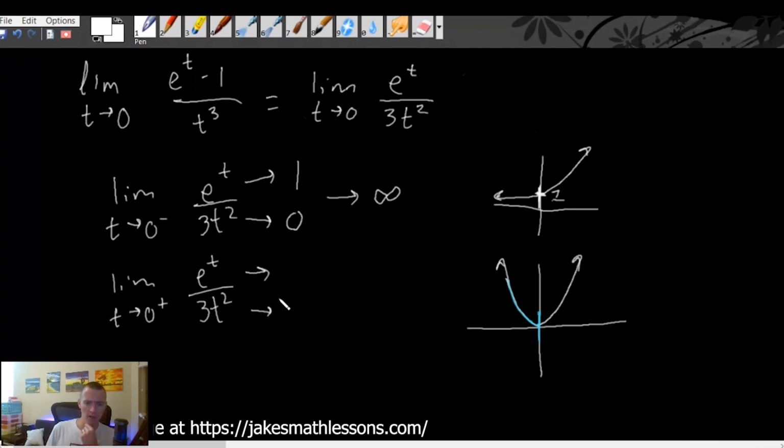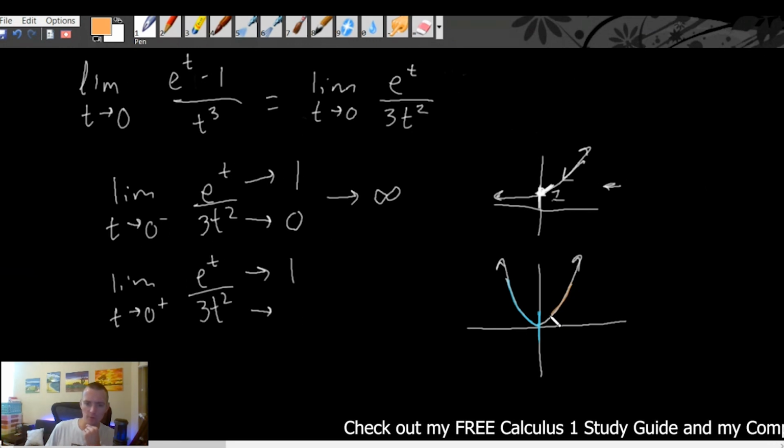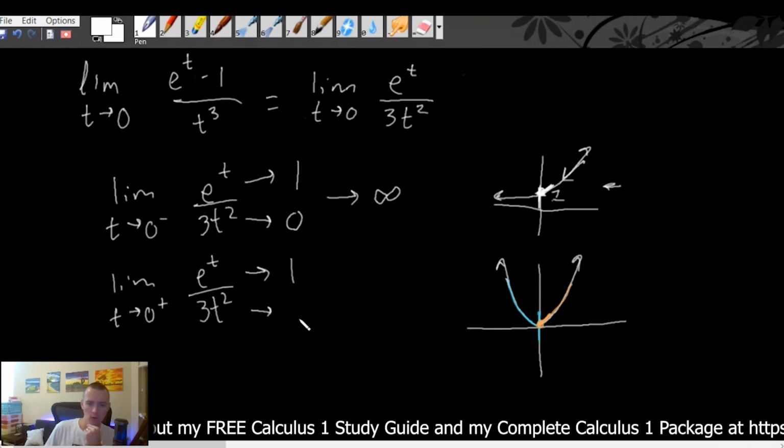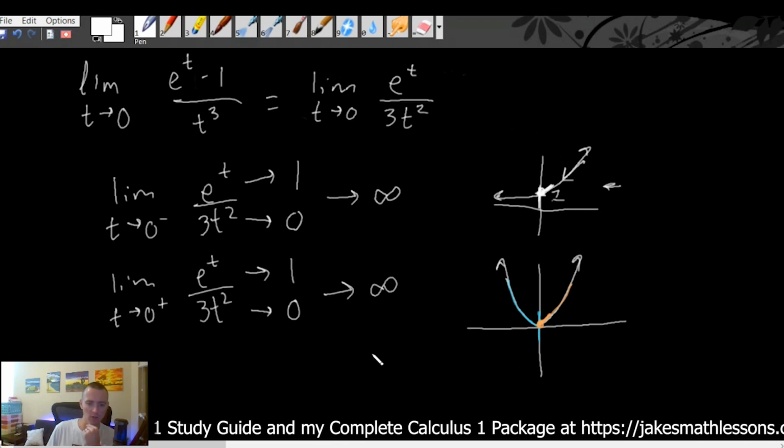Same kind of thing is going to happen down here. So again, as t approaches 0 from the positive side, as we come from the right, imagine walking down our function, and as we get closer and closer to t equals 0, we're going to get closer and closer to an output of 1. And then same exact thing over here. As our t gets closer and closer to 0 from the right, from positive t values, the output of our function gets closer and closer to 0. We're in the exact same situation down here. So again, this fraction as a whole is going to go to infinity.